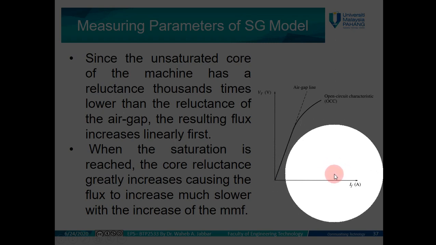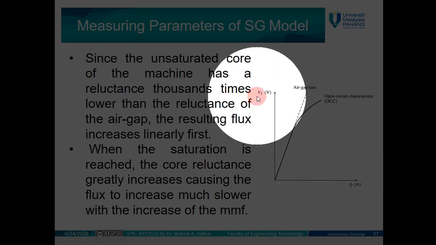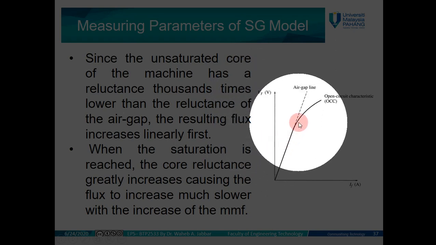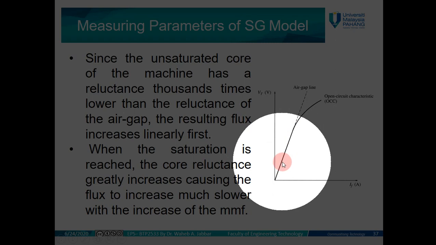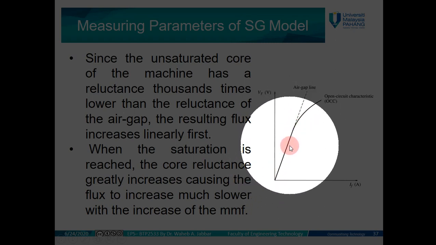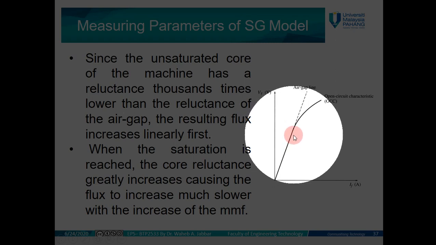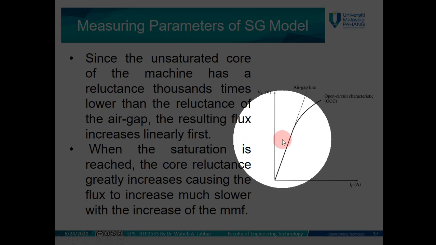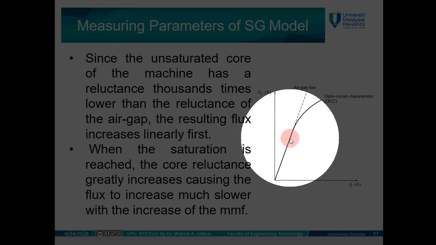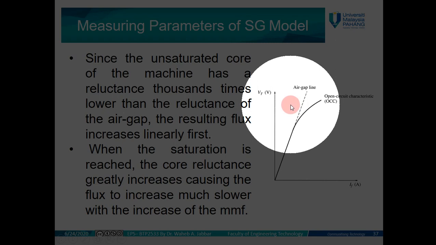As the field current is increased, the terminal voltage will increase linearly in the beginning. This linear relation in the beginning is due to the low reluctance of the core of the synchronous machine, which allows the magnetic flux to transfer from the rotor to the stator. The reluctance is very small, much lower than the reluctance of the air gap between the stator and the rotor windings.